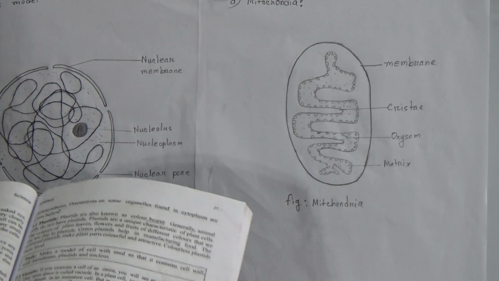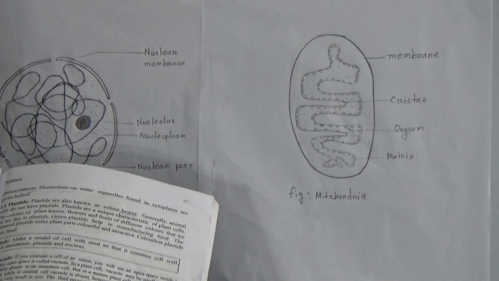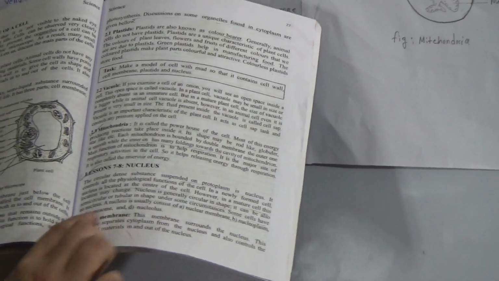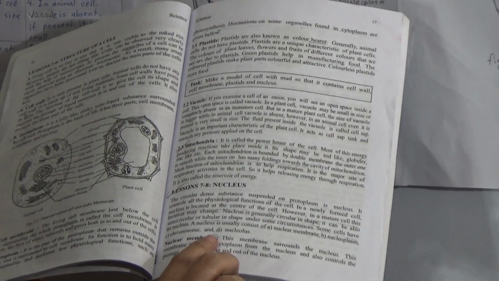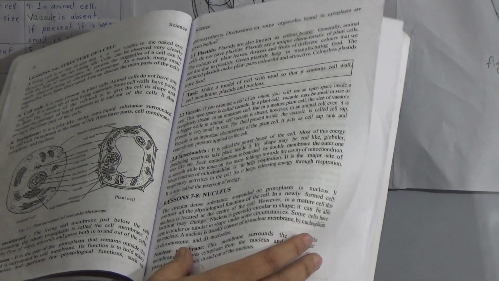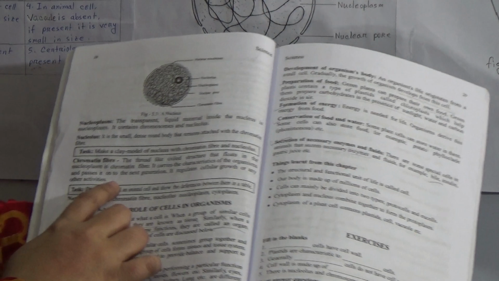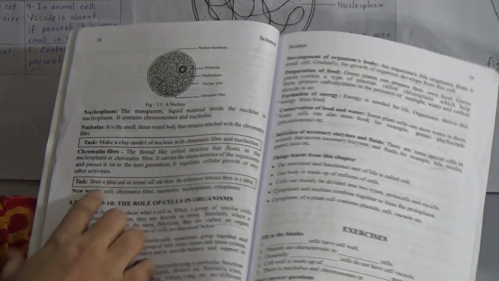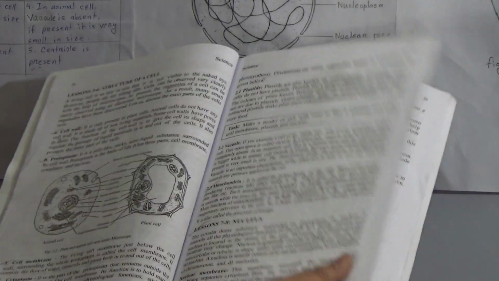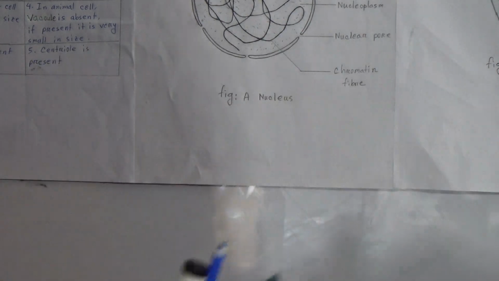And for nucleus, you have to write from your book. Look at here, about nucleus, it starts from page 27, and it will finish at page number 28. So you have to add these lines from your book.